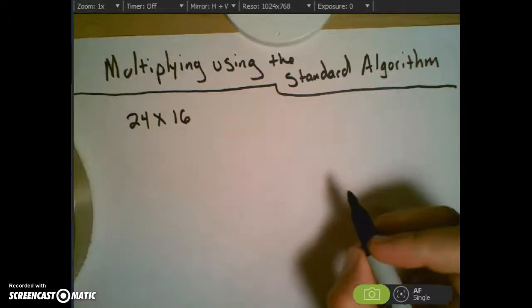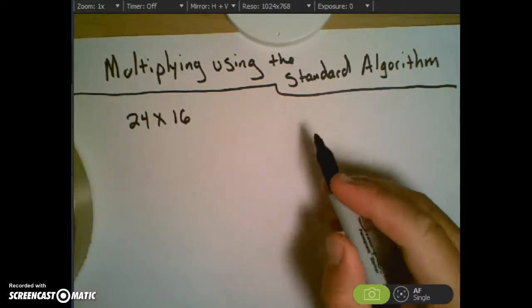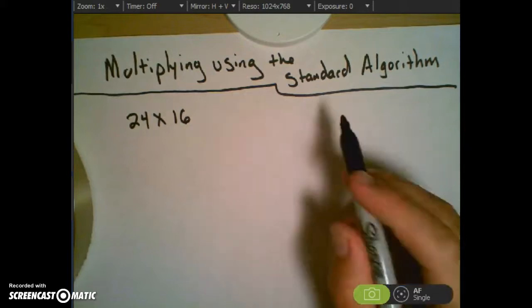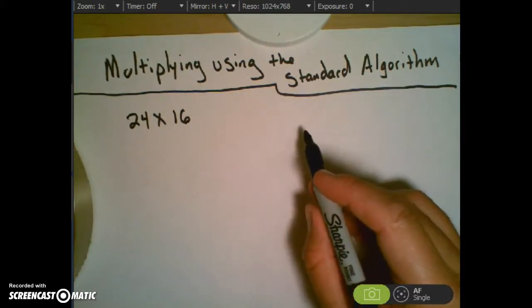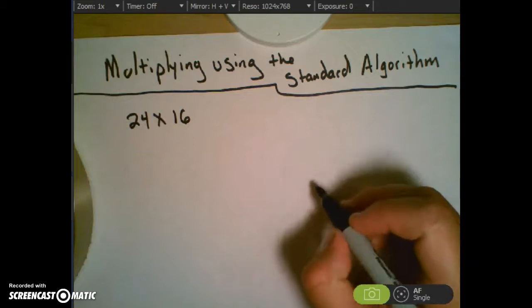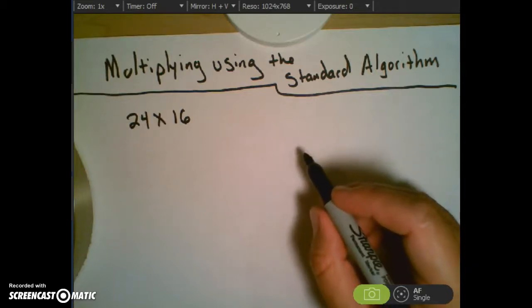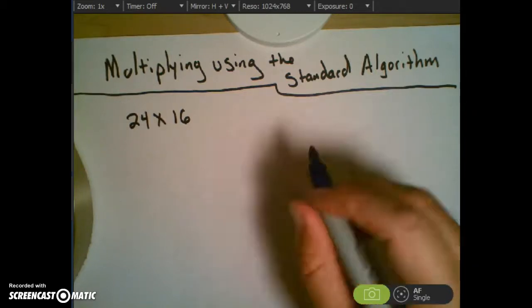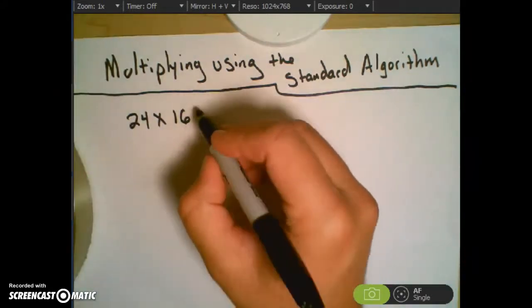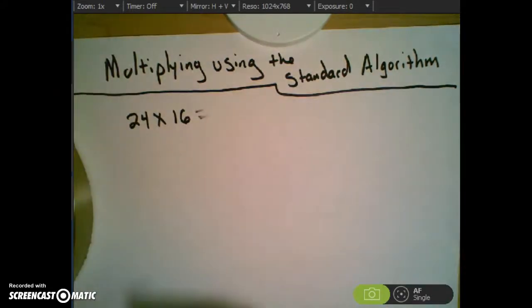Okay, so here it is, the famed standard algorithm. Everyone wants to multiply using the standard algorithm. It's the way I learned in school. It's the way most of your parents probably learned in school. So let's go ahead and get started with it. All right, so our equation, again, is 24 times 16.